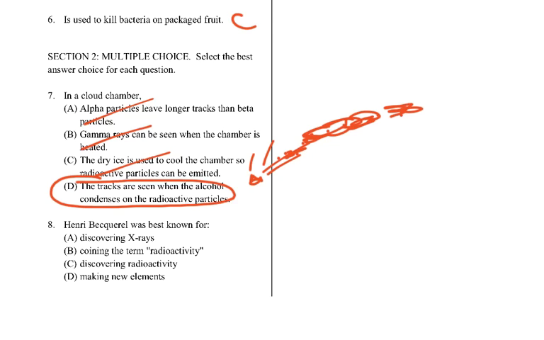Okay, Henri Becquerel, he did not discover X-rays, that was Roentgen. He did not coin the term radioactivity, that was Curie. He did discover radioactivity while he was looking for something else. He was looking for another source of X-rays. And making new elements, no, he never made new elements. Okay, so 8 is C, discovering radioactivity.